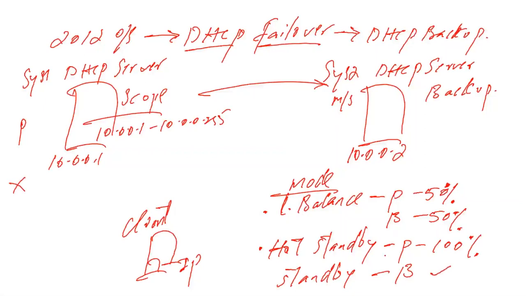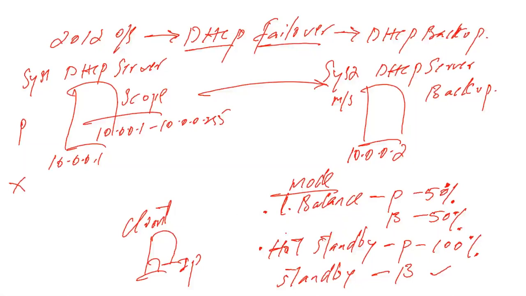Okay. So in load balancing, the first 50% of the computers will take the IP from the primary server. The next 50% of the computers take IP from the backup DHCP server. Whenever the primary server gives an IP to a client, this information is available in the backup server. And whenever the backup server gives the IP address to a client, this information is also available in the primary server.